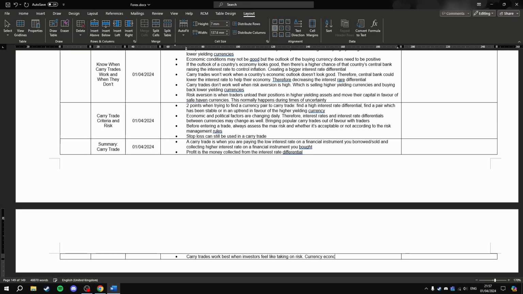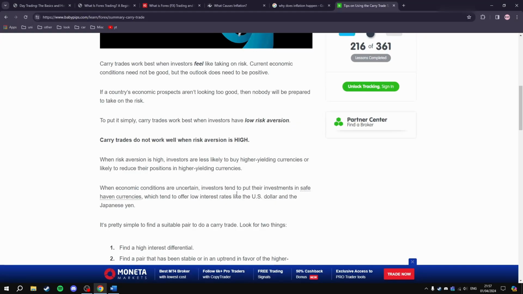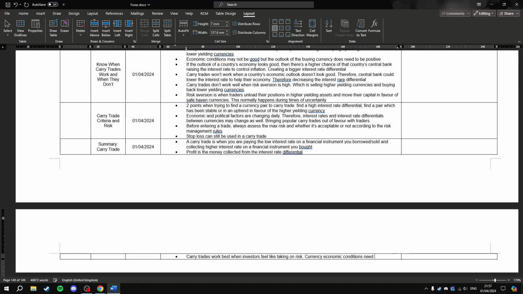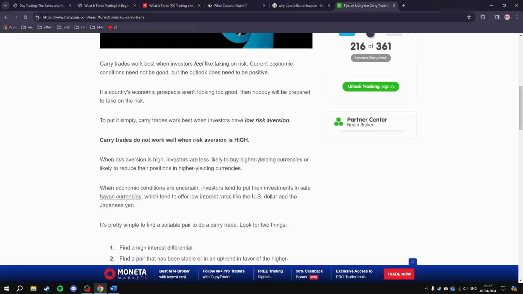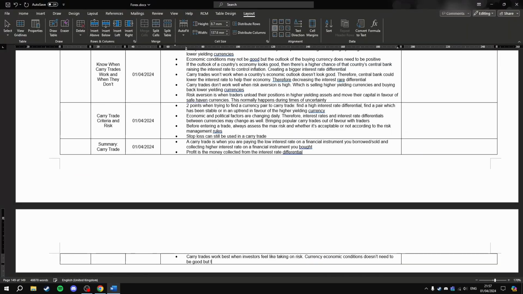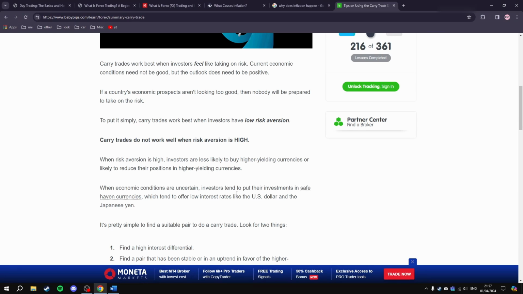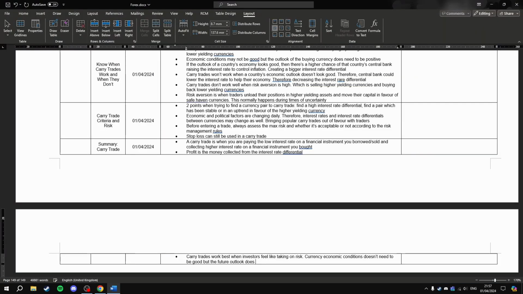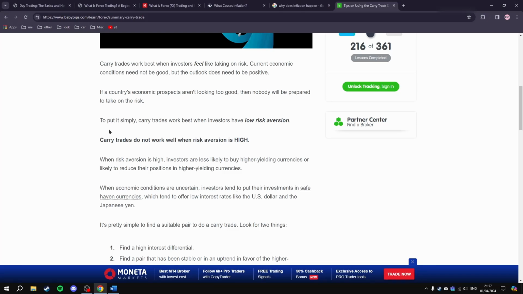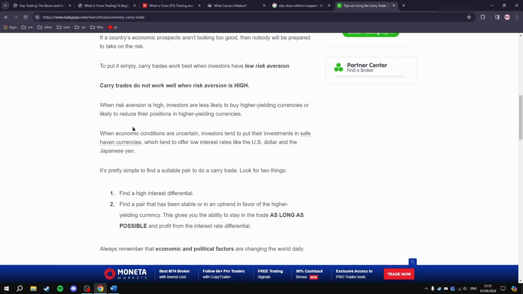Current economic conditions doesn't need to be good, but the future outlook does need to be positive. If a country's economic prospects aren't looking too good, then nobody would be prepared to take on the risk.